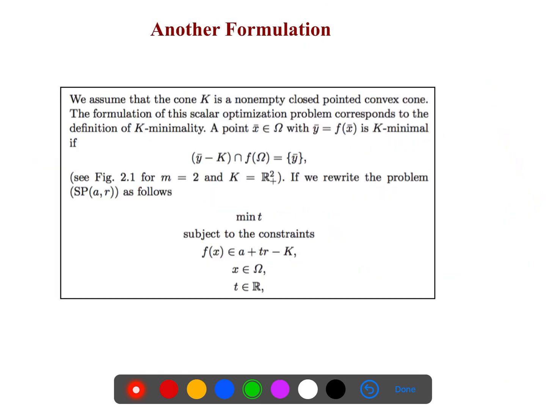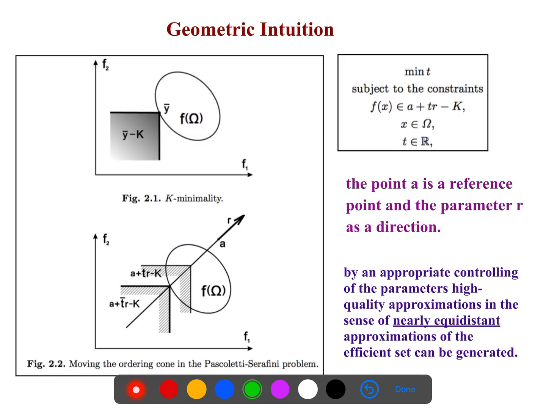And this is another formulation. Why is y bar K-minimal if this holds? The geometric intuition, as I said in my previous lecture, is like this. We go in the direction of R, and we start, for example, in many articles they write multi-start. It means that you initialize your algorithm with many different solutions. For example, our reference A could be here, A could be here, but the direction is here.